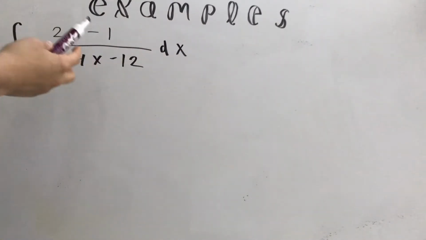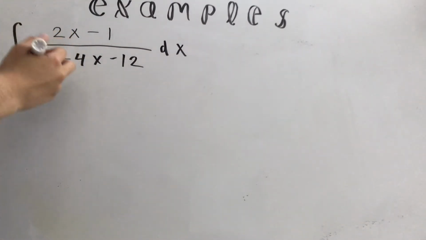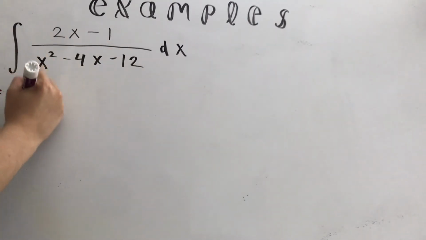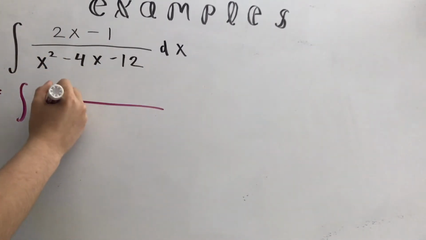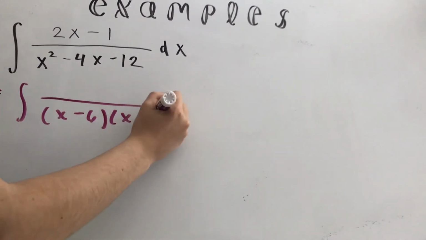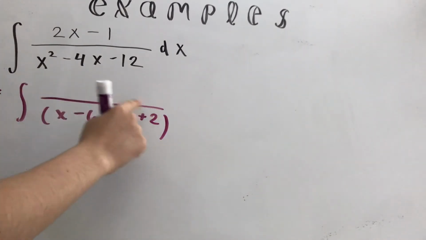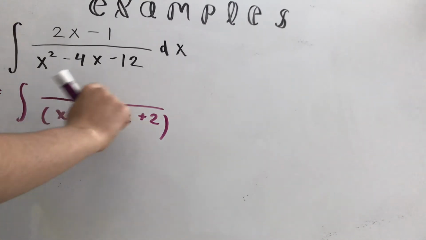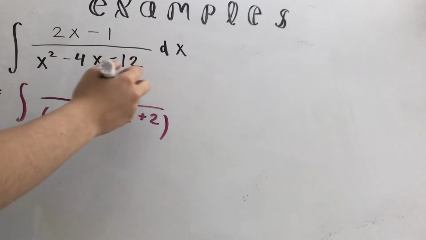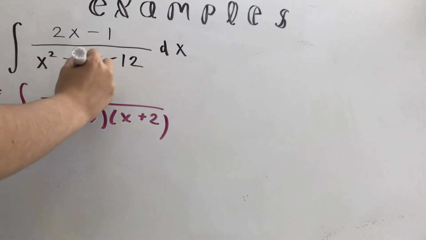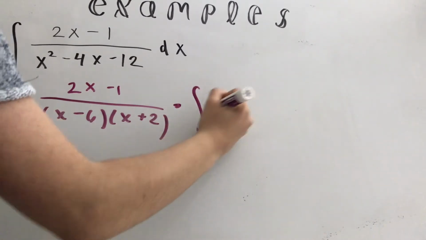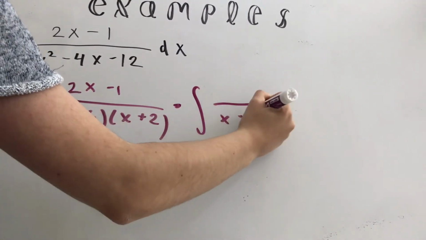In terms of AP Calculus BC, they might already be factored, but let's go with the harder version of not. So we're going to factor that into, correct, x plus 2 times x minus 6, and then we have this 2x minus 1 still over here. What are we going to do? Separate it out.